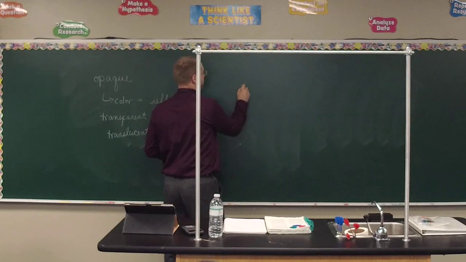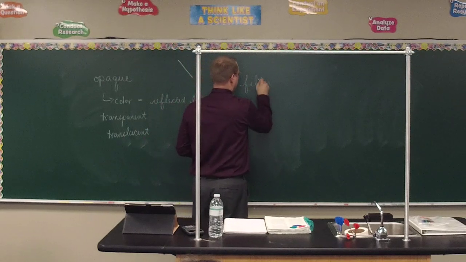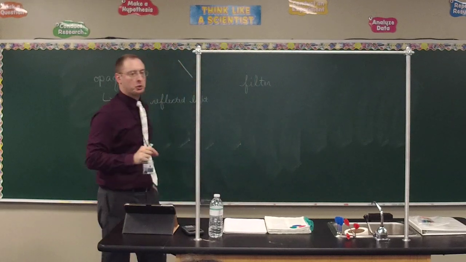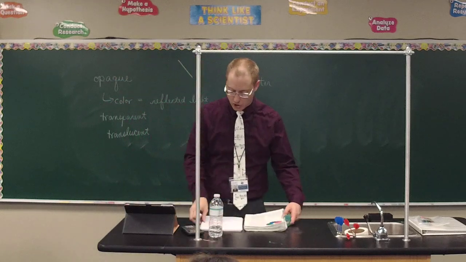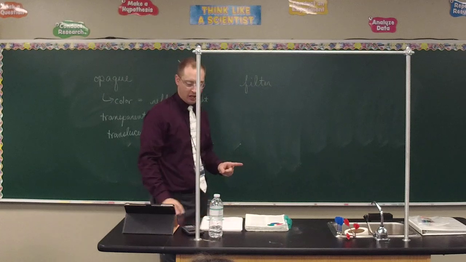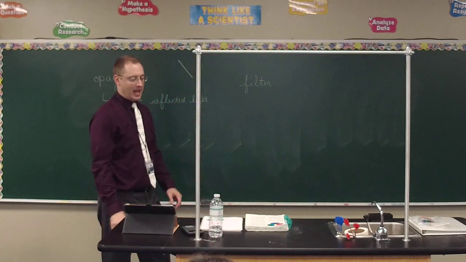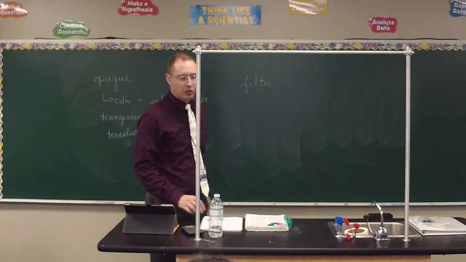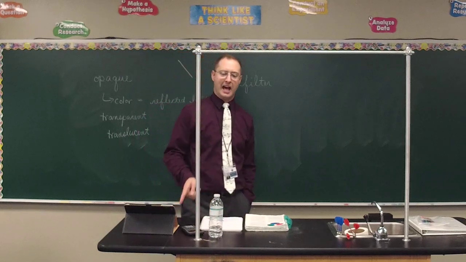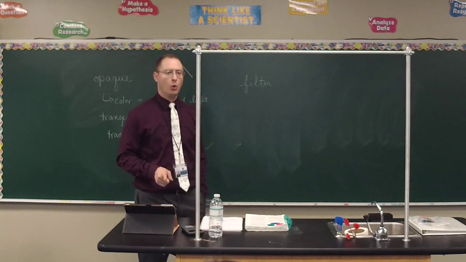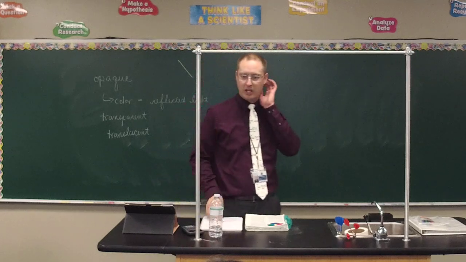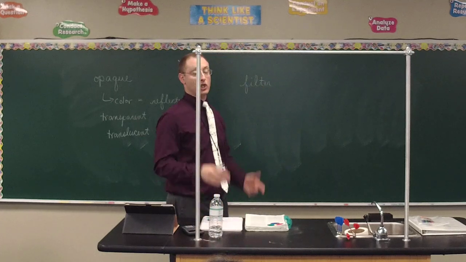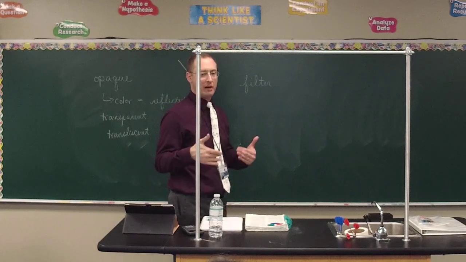This is what we call a color filter. These are objects that are transparent but are tinted with some color. A color filter allows only its own color to pass through. It absorbs all other colors of light. And that's how a color filter works. It allows its own color to pass through, but it absorbs everything else.